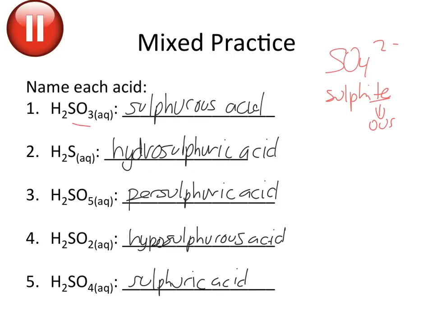This SO5, excuse me, looks very much like the SO4, except it's adding another oxygen. It contains one more oxygen. So that would be persulfate. That ate turns into ic, and we still keep that per, so it would be persulfuric. Hyposulfurous is this one. It's 2 less oxygen, so we keep that prefix hypo. That would be an ite, which turns into ose, and we have hyposulfurous acid. And here's our base ion, SO4, sulfuric acid.